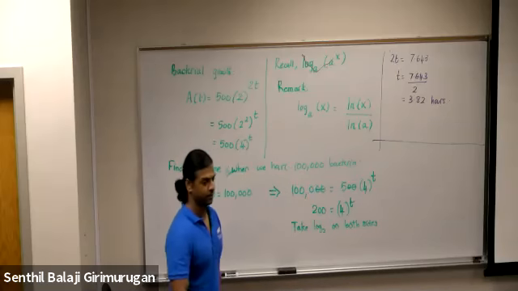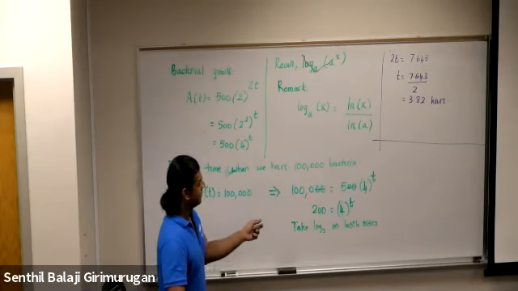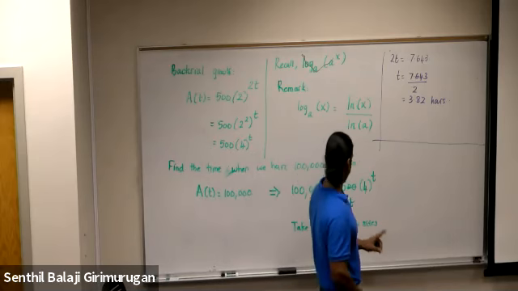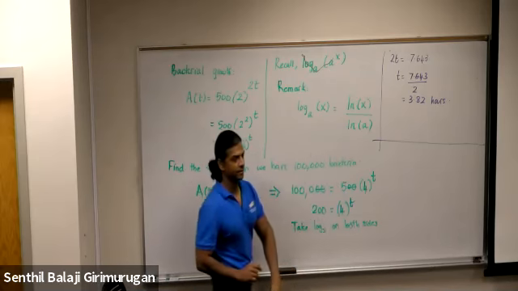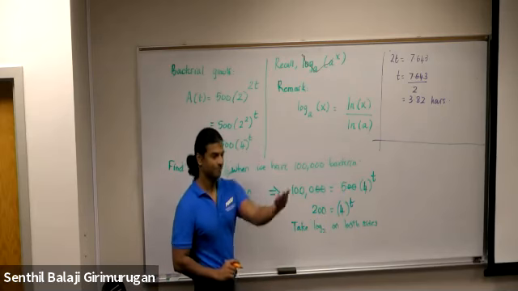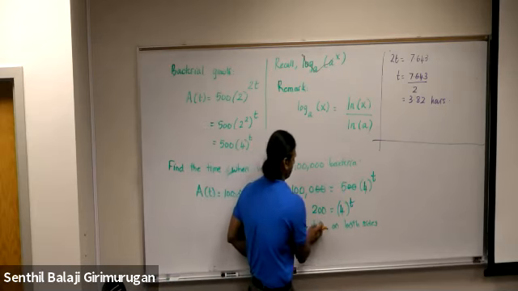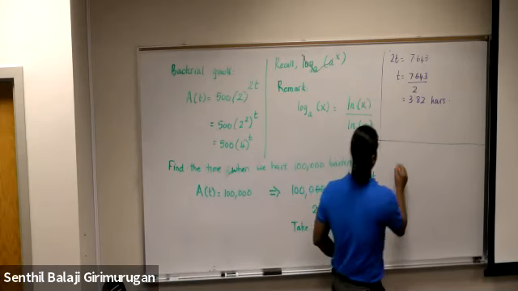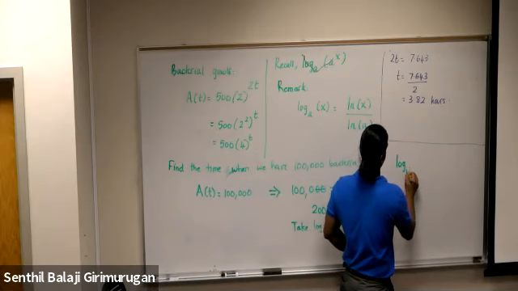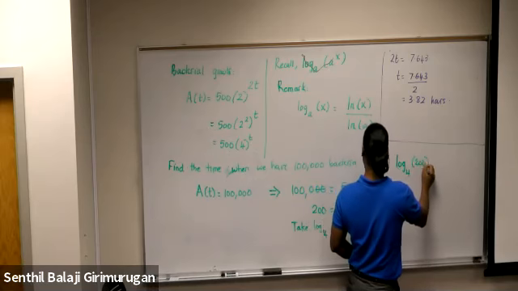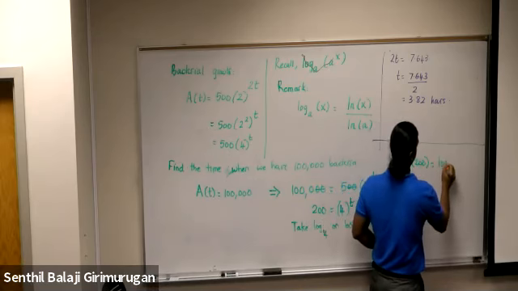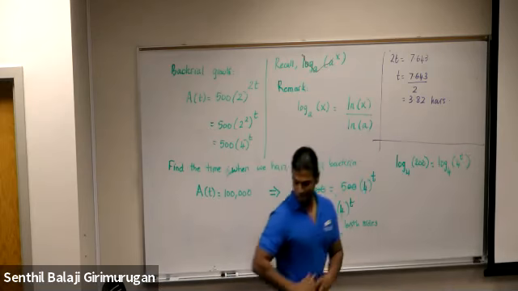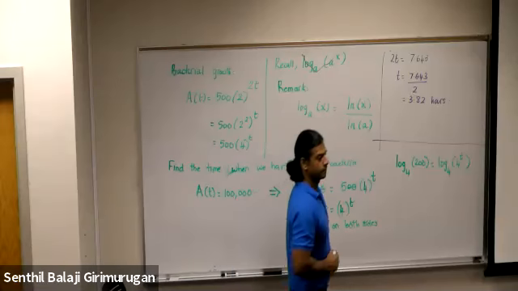Okay, so 200 is equal to 4 raised to 2t. That is our new equation. Now, if we want to solve that equation, what logarithm should we take on both sides? 4. So log base 4 of 200 would be equal to log base 4 of 4 raised to 2t. Good.